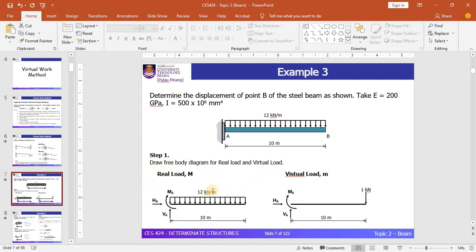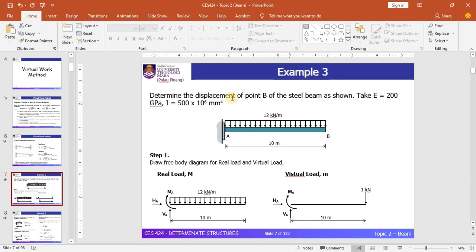So you need to have a real load diagram and another one, a visual load diagram. The real load diagram you can simply obtain by copying exactly from the equation, without changing anything. Meanwhile, for the visual load, you must base it on the equation.